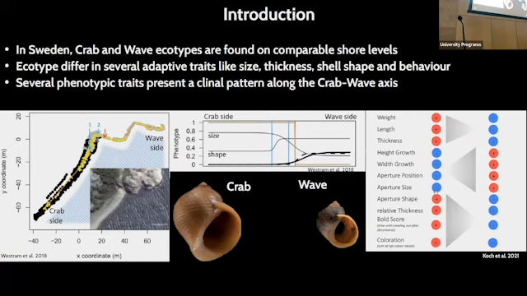But in Sweden, one thing that's important is that it's roughly the same shore level. So there is not much of a tide or anything like that. So regarding this variable, it's pretty much the same for both ecotypes. They differ in different traits, as they say: shell thickness, shell shape, and behavior. There's been a study about phenotypic clines. You can see that when you go from one end of the transect to the other end, you have a change in size and a change in shape of the shells. Those are the different traits that have been measured.